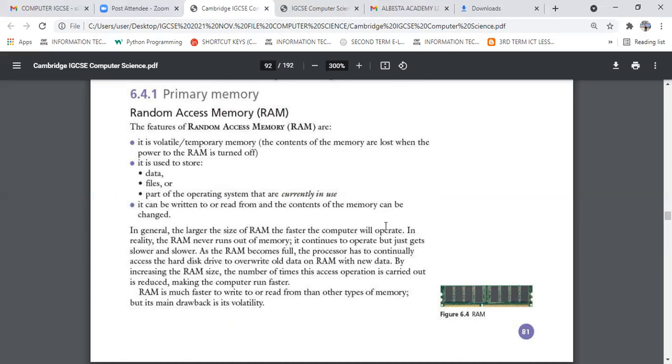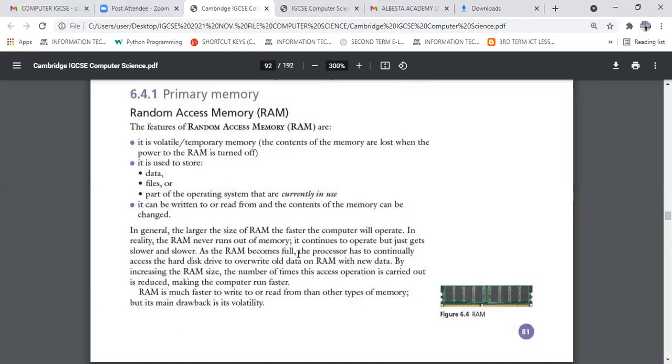It can be used to store data, files, or parts of the operating system that are currently in use. It can be written to or read from, and the content of the memory can be changed. In general, the larger the size of RAM, the faster the computer will operate. It means that when you want to buy a computer, you must know the capability of the RAM. The RAM determines how fast the computer will load and perform operations in microseconds or milliseconds. That's why some computers are faster than others, based on their specification and RAM capability.